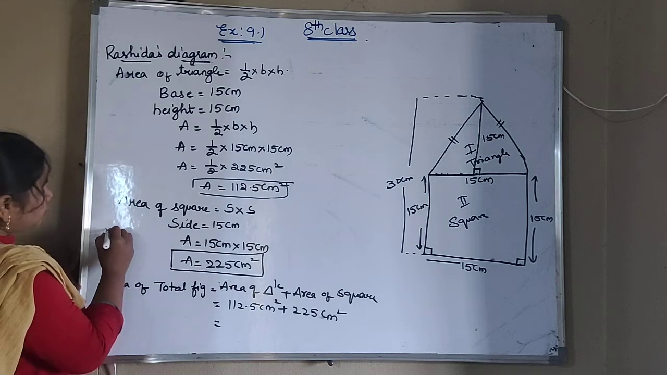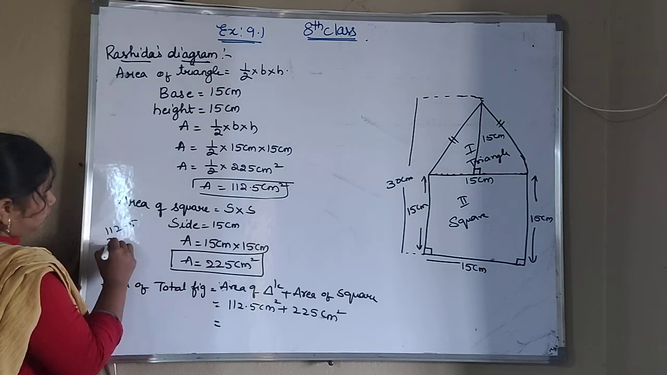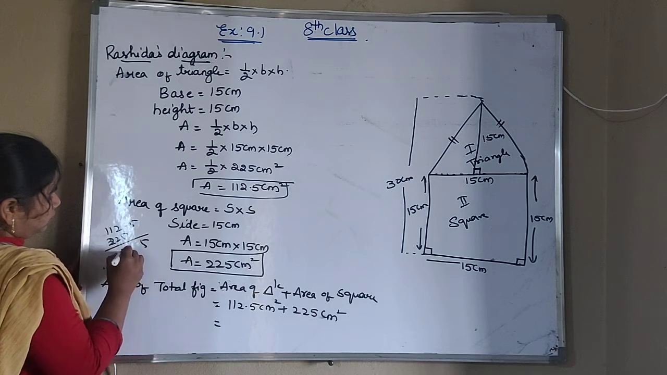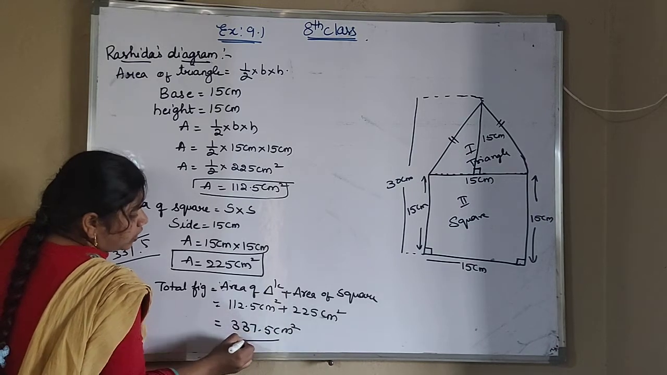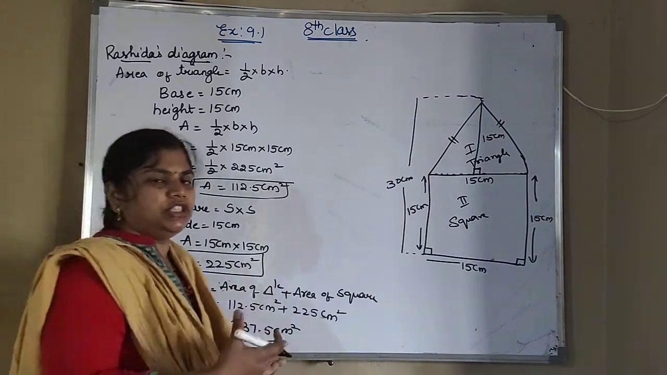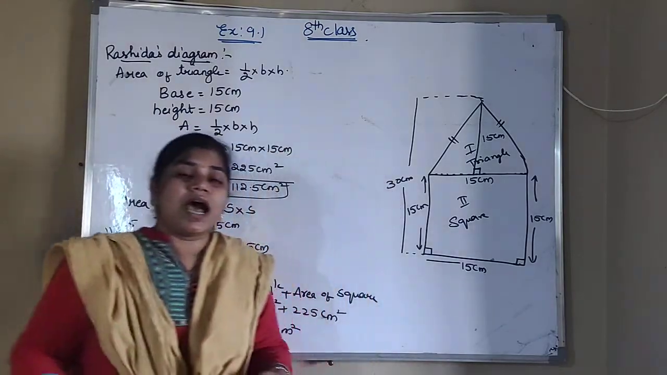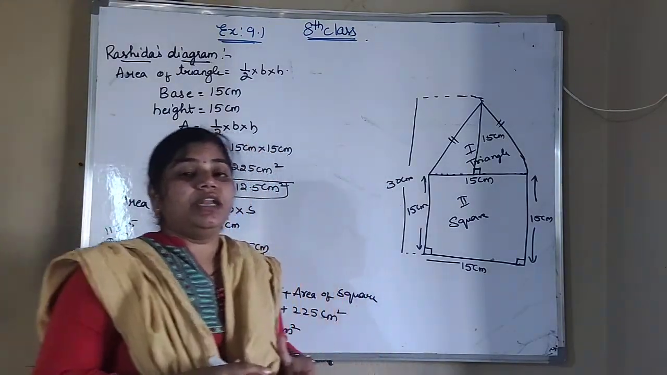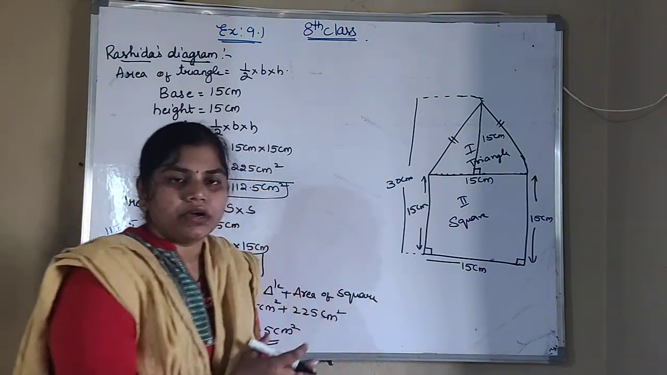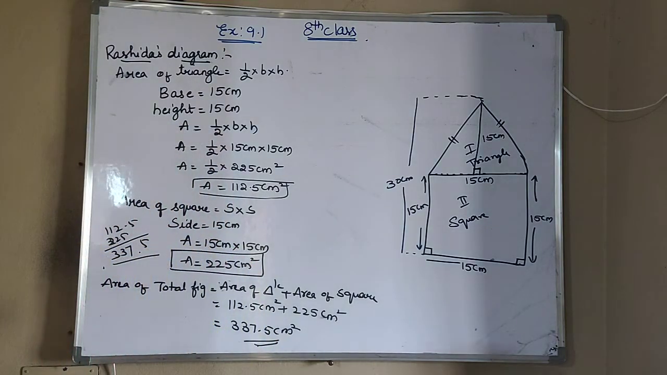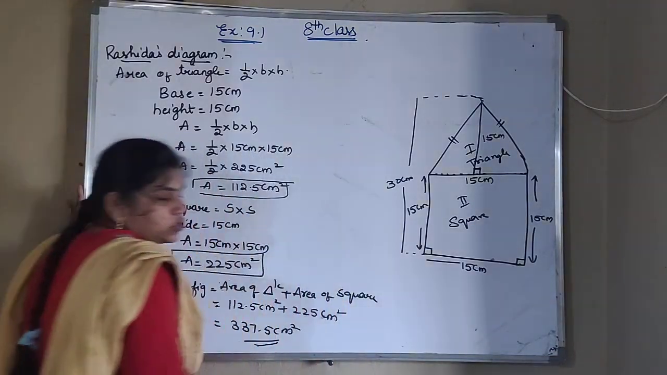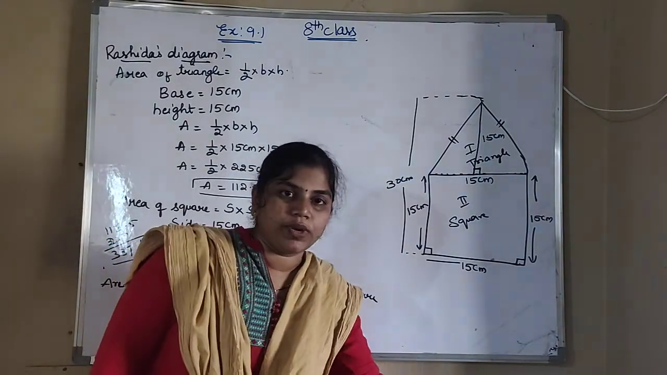That will be 337.5 centimeter square. So for both that is for Rishida and also for Jyoti, the answer is same. The area of a figure is same. So if you divide in vertical order or horizontal order, always the answer will be same. So this is our eighth solution. So with this our exercise 9.1 is completed.